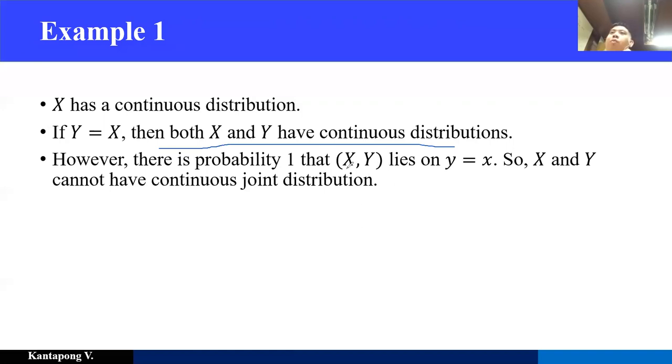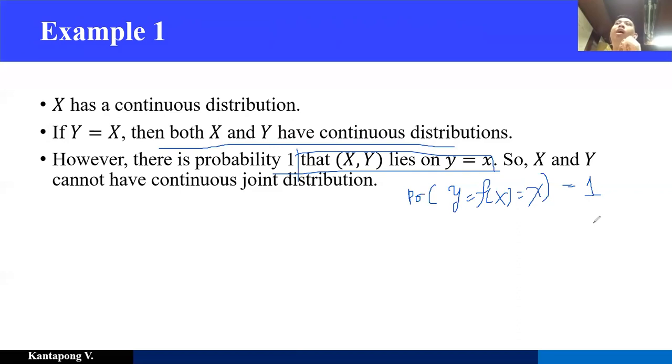So the probability that this lies on the line, where y is f(x) and f(x) equals x, has the probability of 1. But a line must have the probability of 0, right? In this case, the probability of this particular line is 1. So these are not a joint continuous distribution.